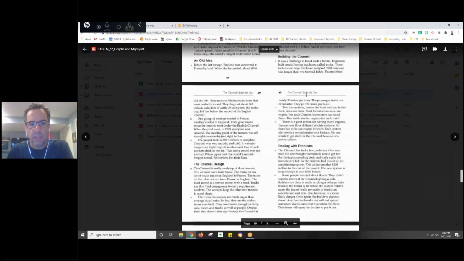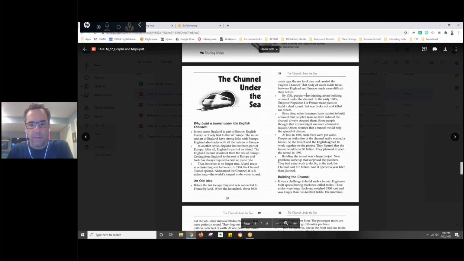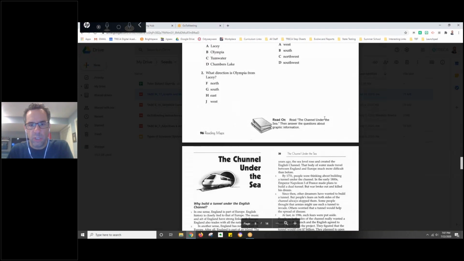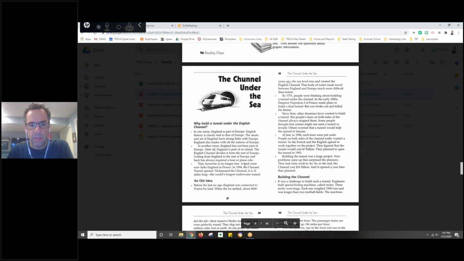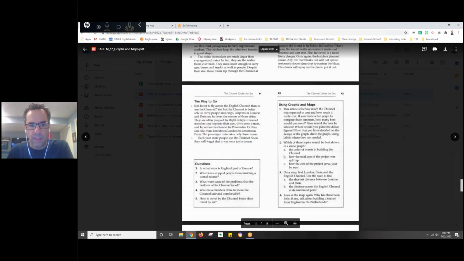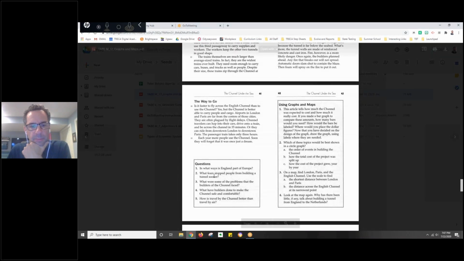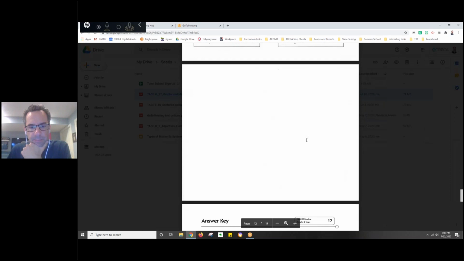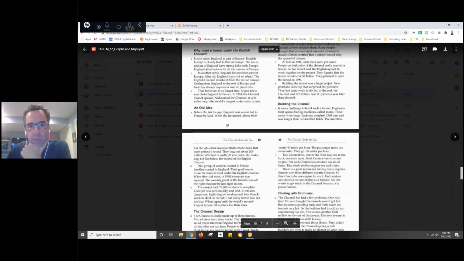So the last thing on this packet is a reading. It says read "The Channel Under the Sea," then answer the questions about graphic information. So this is pages 37, 38, 39, and 40, and then a little bit more here. It has a few questions about England and Europe, and then it has using graphs and maps here as well. And then that's it.